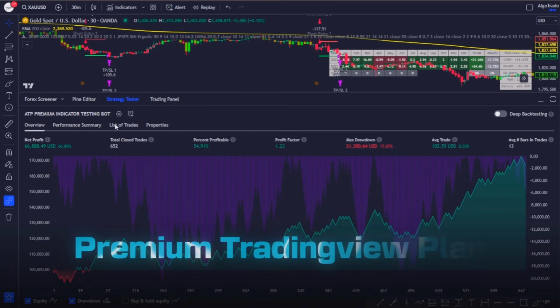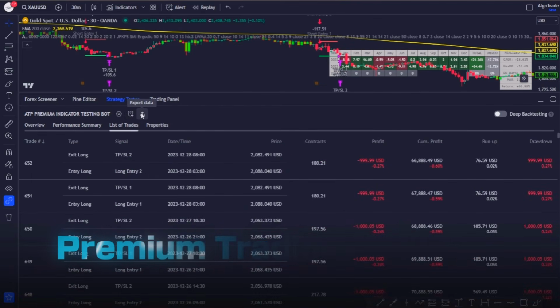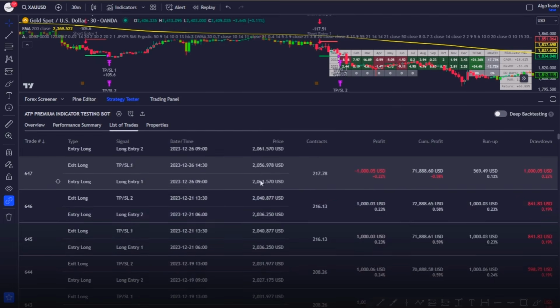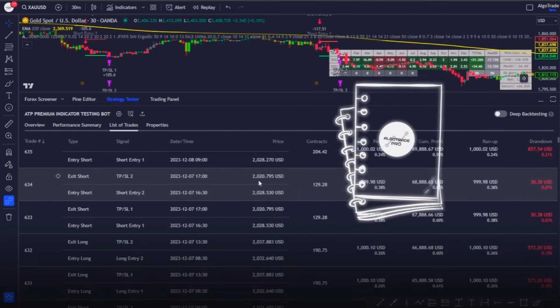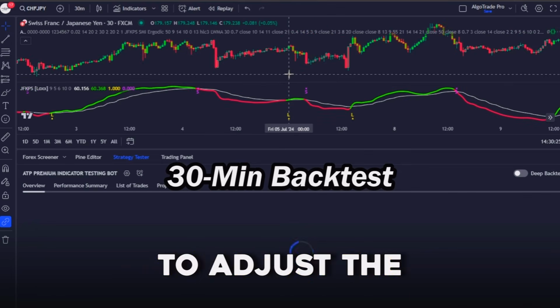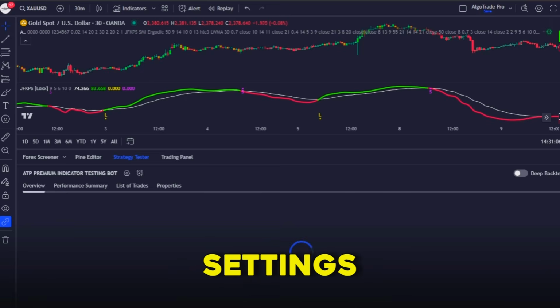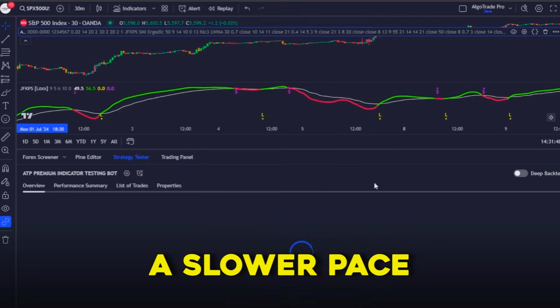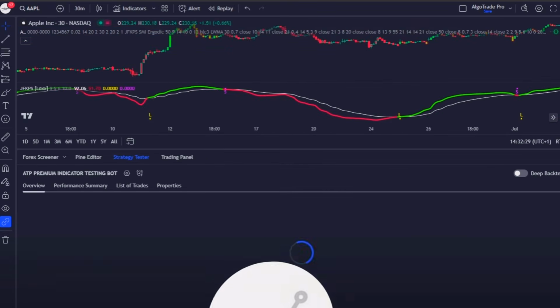With my premium TradingView plan, I can download all the trades the bot performs, which I will use to compile the trading journals. I will accelerate the backtesting process, but feel free to adjust the playback speed in the YouTube settings if you prefer a slower pace. I'll see you in a minute.